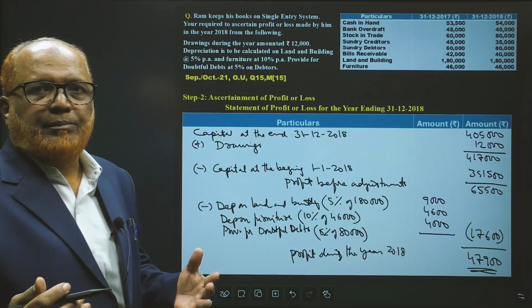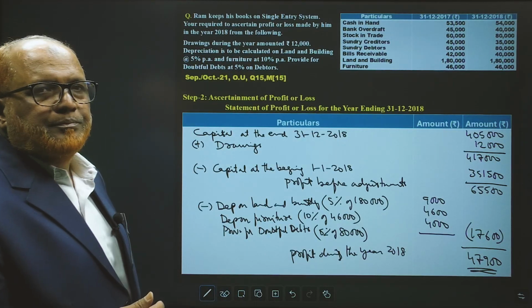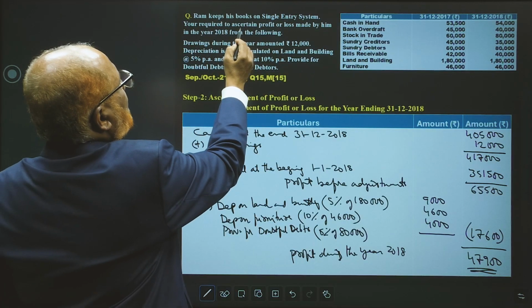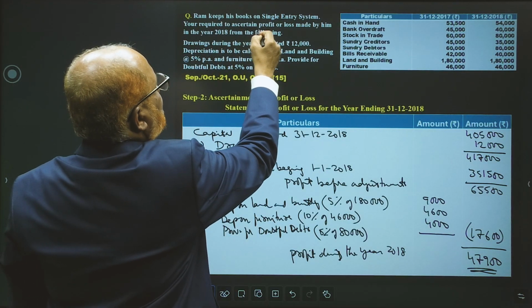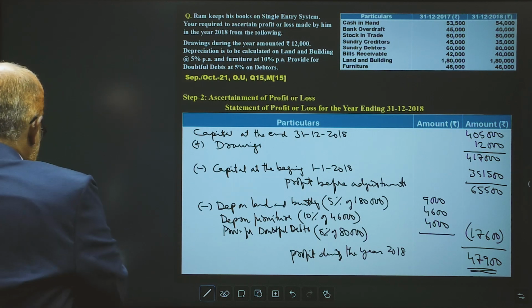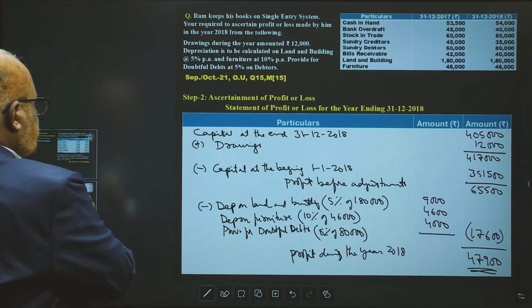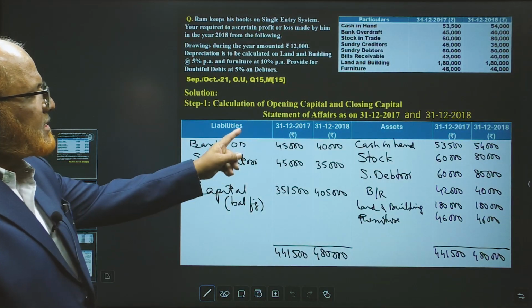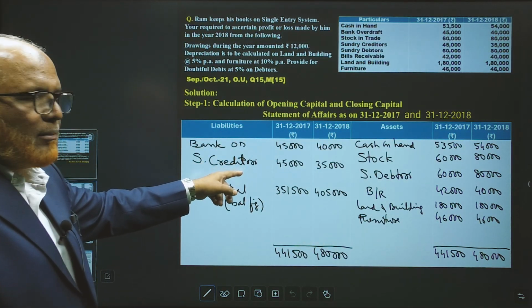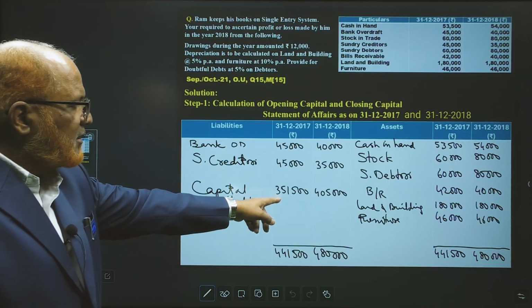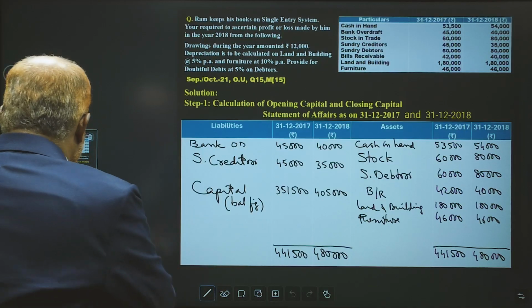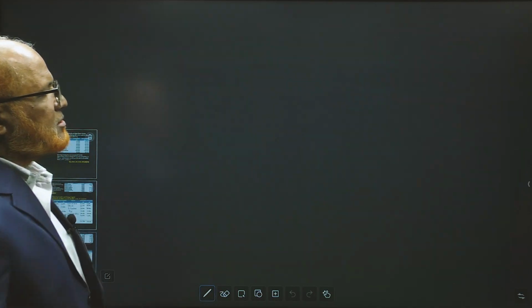Now again, we'll recap what we have done in this problem. You are required to make a certain profit or loss made during the year. So what is the first step? Again, I'm coming back. First step, opening capital and closing capital. Take all the assets given, take all the liabilities, subtract. Capital at the beginning of the year, 3,51,500; end of the year, 4,05,000. Finished. After this, make the statement of profit or loss.